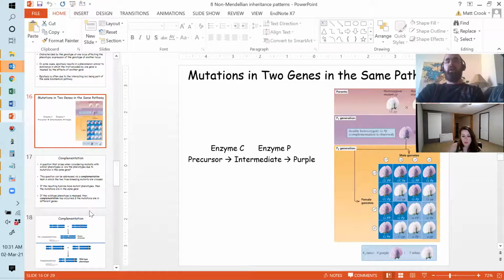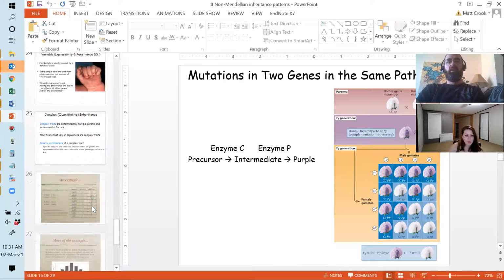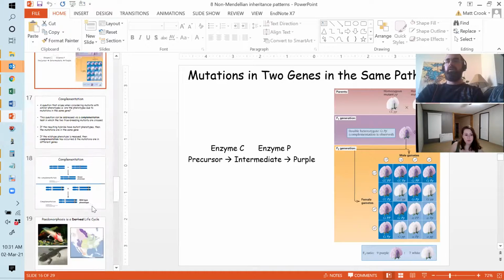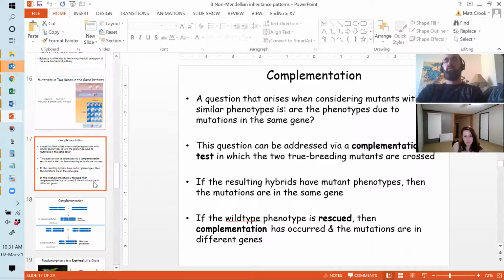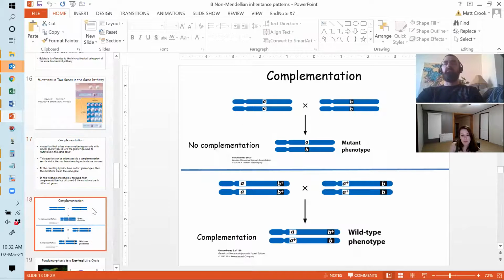Okay, so ever so quickly, we're kind of running out of time. Okay, spent a little bit too long on that. So ever so quickly, there's this concept of complementation, right? And this is really more of a technique in genetics. If you have 2 different mutations with similar phenotypes, you want to figure out, are these alleles of the same gene or different genes? Then what you do is what's called a complementation assay.